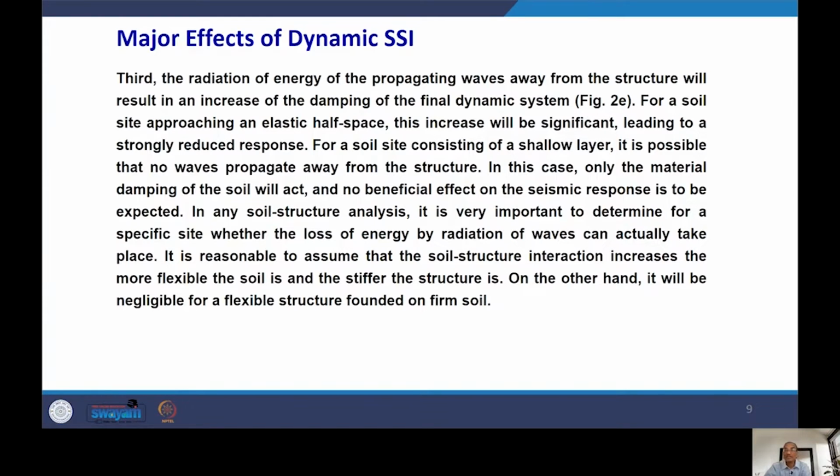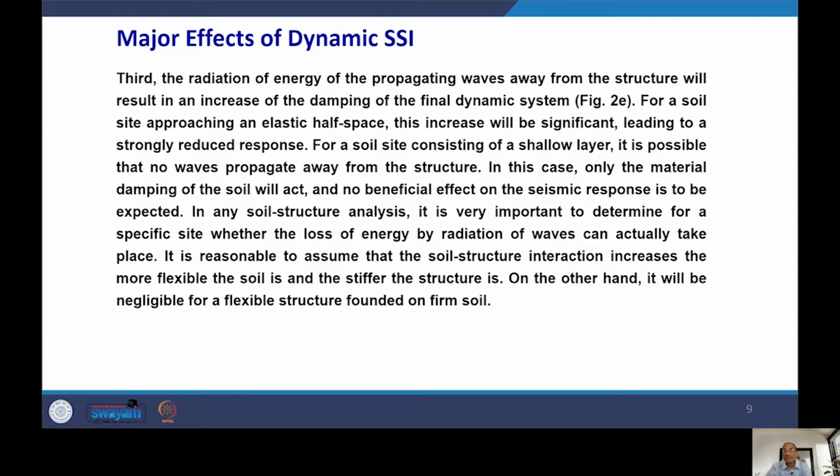For a soil site consisting of a shallow layer, it is possible that no waves propagate away from the structure. If you have a site where you have only a few layers, or the thickness of the layers is very small, that means the soil cover is very small. In that case, this increase in damping may not be significant, and only the material damping of the soil will act, and no beneficial effect on the seismic response is to be expected.